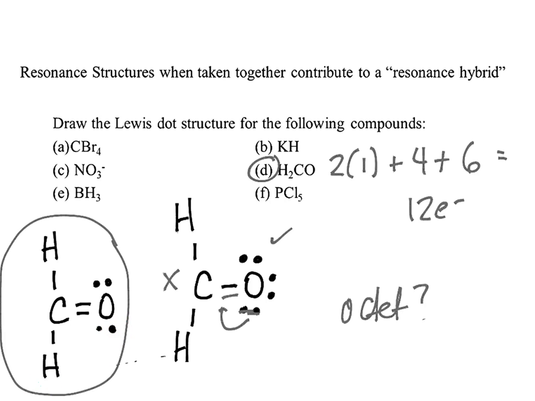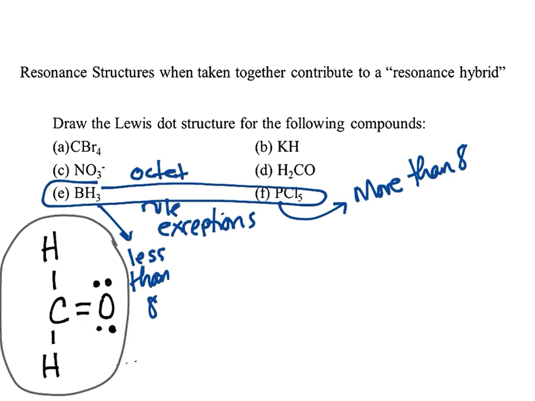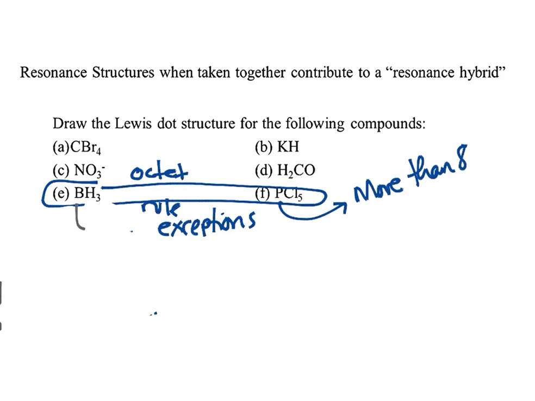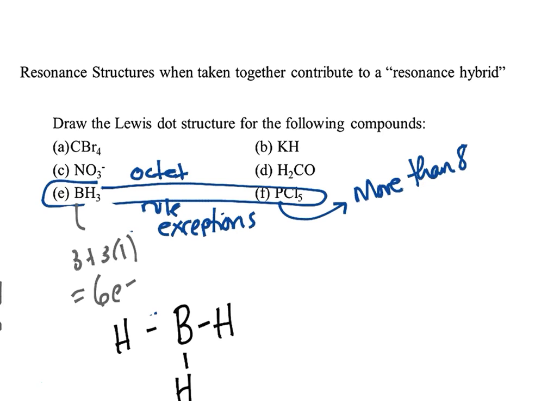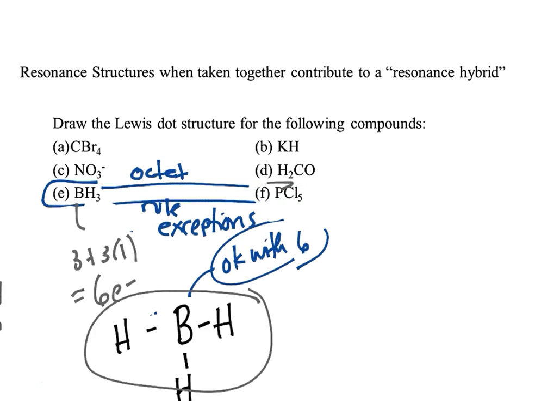So let's move on. BH3 is boron trihydride. These two are exceptions to the octet rule. Boron is happy with just 6 electrons around it, and this is going to be the final structure for boron trihydride. There's no other way of drawing this structure because there are no other electrons to share. Hydrogen doesn't have any lone pairs.